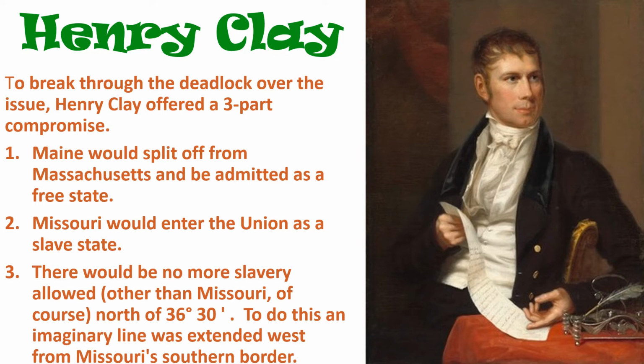The first part of the compromise is that Maine would split off from Massachusetts. It was part of the state of Massachusetts at that time, and it would split off and be admitted as a free state. Missouri would enter the Union as a slave state. And then finally, there would be no more slavery allowed, other than Missouri, of course, north of 36 degrees 30 minutes latitude. This is an imaginary line extended west from Missouri's southern border. The agreement on these 3 points would end the Missouri debate and bring peace back to the country, and slavery would not be a big issue in the country for the next 25 years.